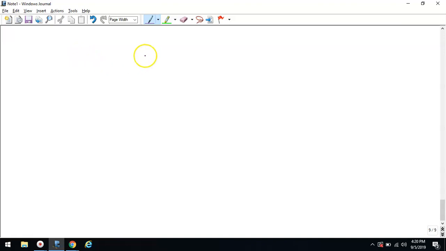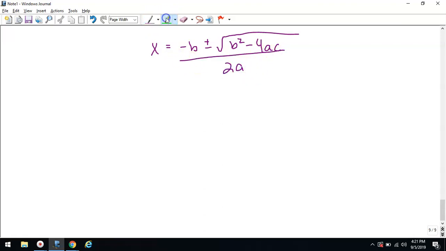Question 10 says use the discriminant, and what it means by that is when we think of the quadratic formula, it's negative b plus or minus the square root of b squared minus 4ac all over 2a. When we talk about the discriminant, we're talking about this piece right here, and it's asking us to use that to decide on the number of solutions.